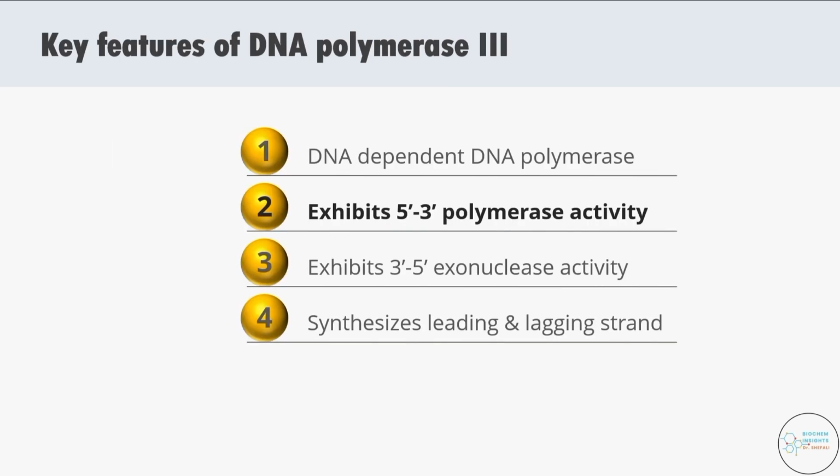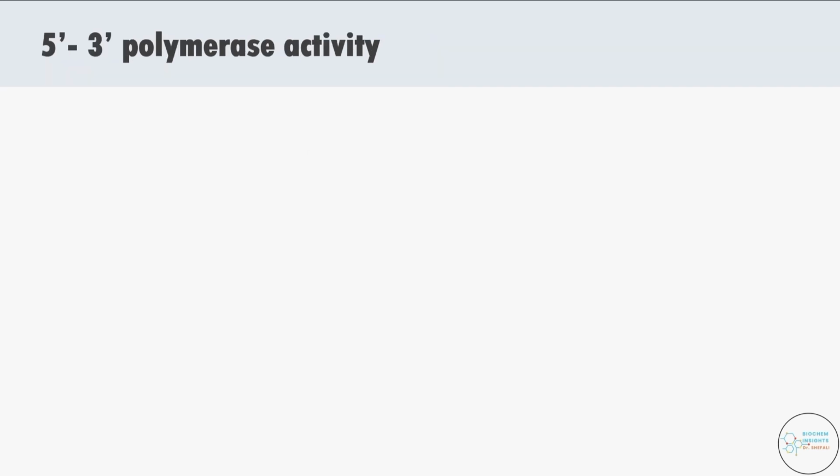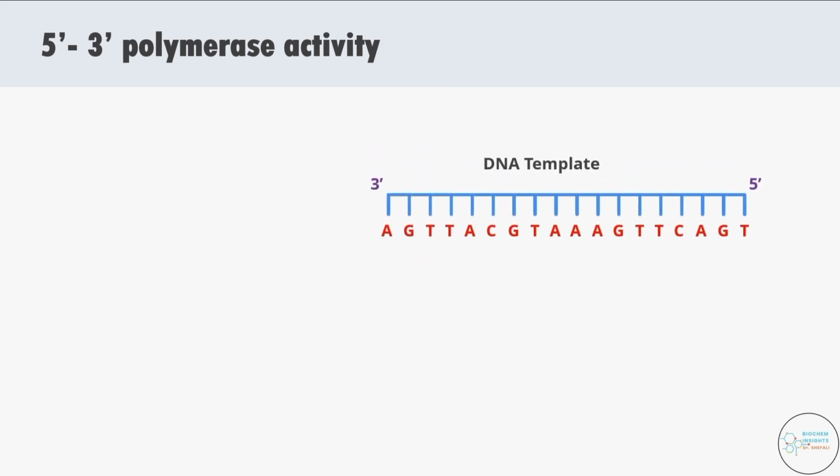Next is 5' 3' polymerase activity. To understand the 5' 3' polymerase activity of DNA polymerase 3, let's suppose that this is a DNA template. Now we already know that DNA polymerase 3 cannot initiate the synthesis of a new strand, and it needs a primer to start the process.